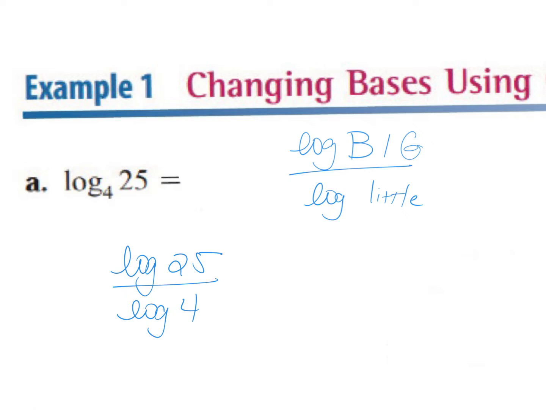What did you get? 2.32. Let's go to 3 decimal places. 2.321. Okay, fine. 90% of the time, it'll tell you to round to 3. But that's the change of base. You're going to need that later on when we're solving. You're going to get something where you have to give me the answer to this. That's how you would do it.